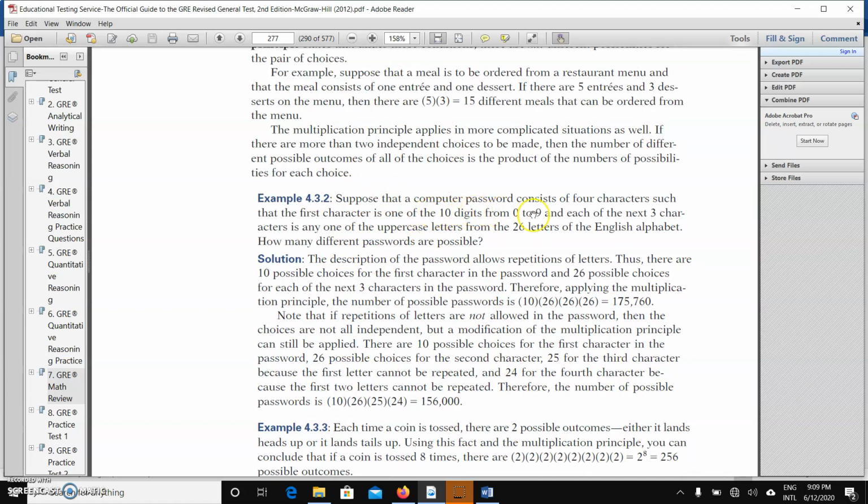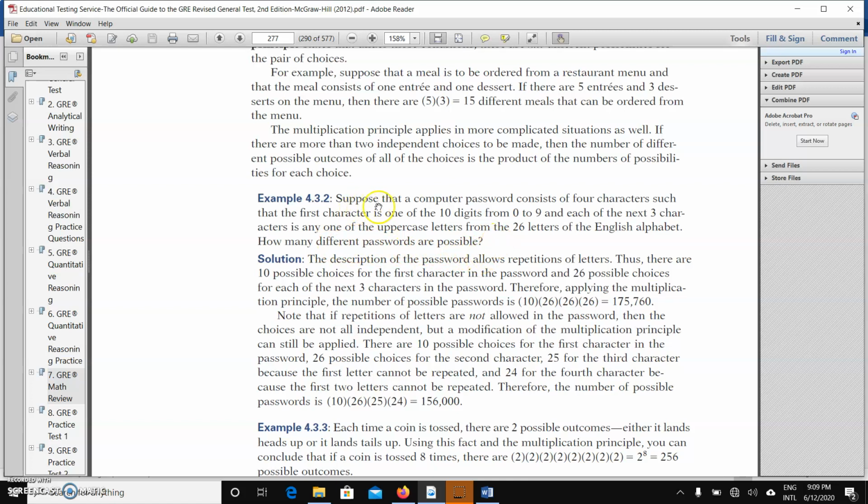Suppose that a computer password consists of 4 characters, so that the first character is 1 of 10 digits from 0 to 9, and each of the next 3 characters is any one of the 26 uppercase letters of the English alphabet. How many different passwords are possible?